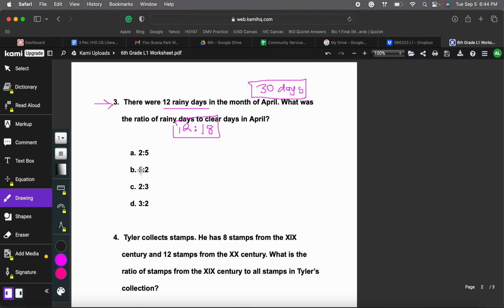So no, A wouldn't be it, B wouldn't be it, but C here would be it. Because 12 divided by 6 is 2, and 18 divided by 6 is 3. And that's the simplest version of the ratio that we can get, so that's why C would be the answer here.